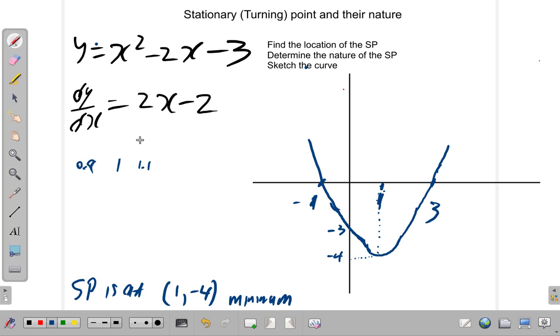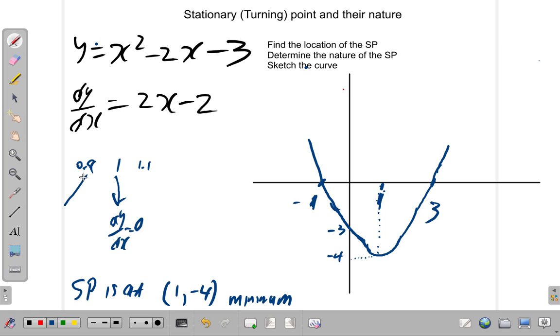At 1, dy by dx is 2 times 1 minus 2, which is 0, which we knew already because we equated this to 0, and that's how we found that the stationary point was located at x equals 1. So if we substitute 1 here, we get dy by dx equals 0 at the stationary point.